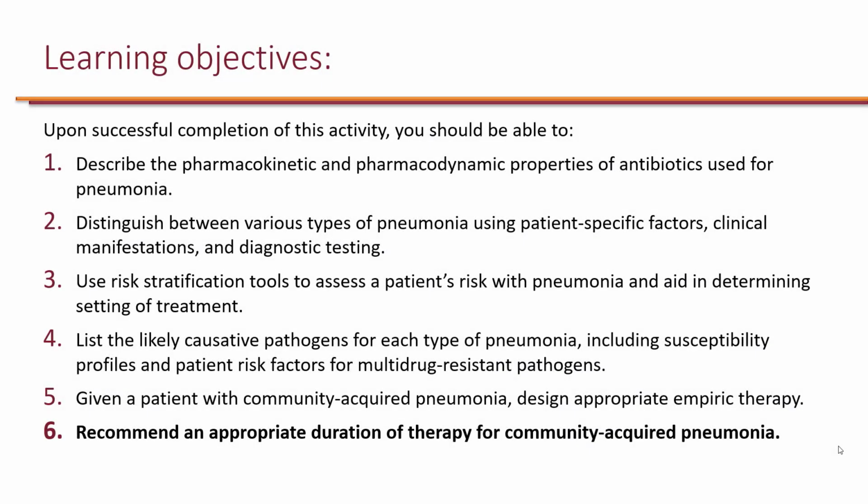We described the PK/PD properties of antibiotics used for pneumonia and distinguished between various types of pneumonia, and used risk stratification tools to assess a patient's risk with pneumonia and aid in determining setting for treatment, and listed likely causative pathogens for each type of pneumonia. We also designed appropriate empiric therapy for a patient with community-acquired pneumonia. Now let's recommend an appropriate duration of therapy for community-acquired pneumonia.